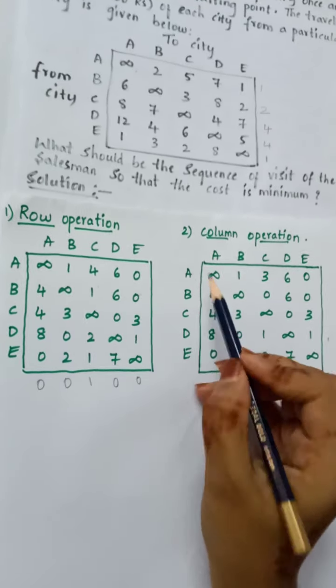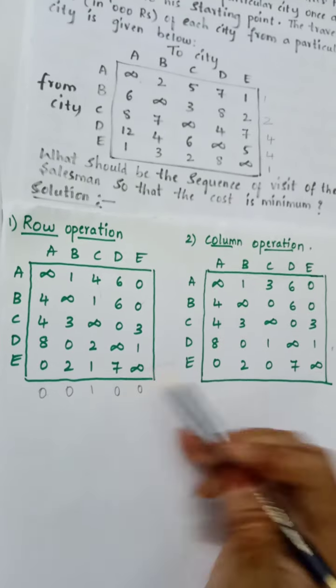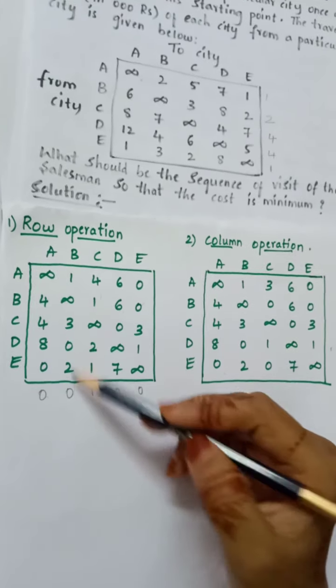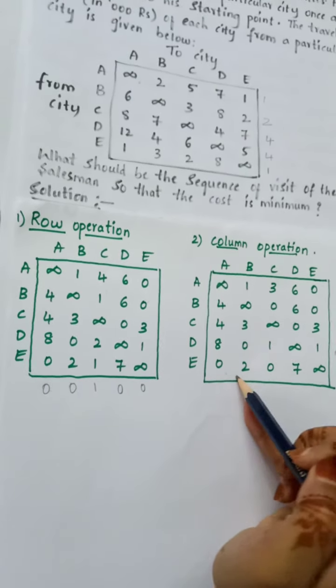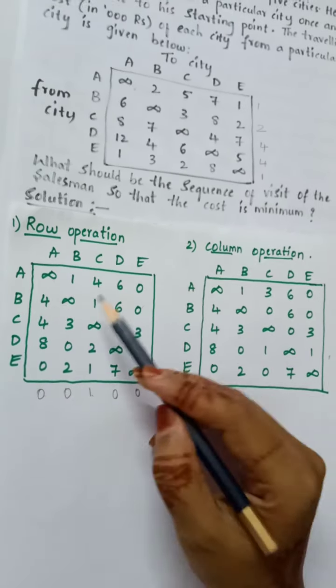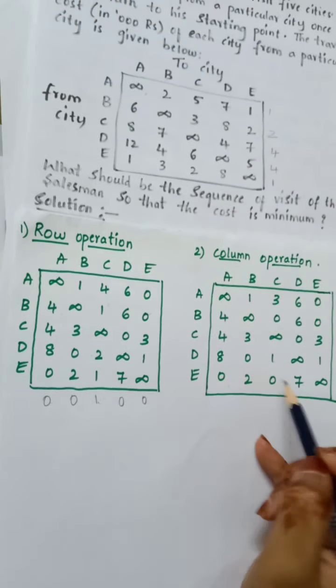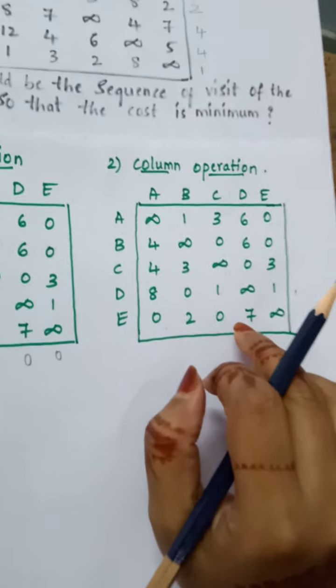So infinity as it is. Next 4 minus 0, 4, 4 minus 0, 4, 8 minus 0, 8, 0 minus 0, 0. Next in the next column also the minimum is 0, so the same values will come. And in the next column, the minimum value is 1. So 4 minus 1, 3, 1 minus 1, 0, infinity as it is. Next 2 minus 1, 1, 1 minus 1, 0, and so on. This is the column operation.